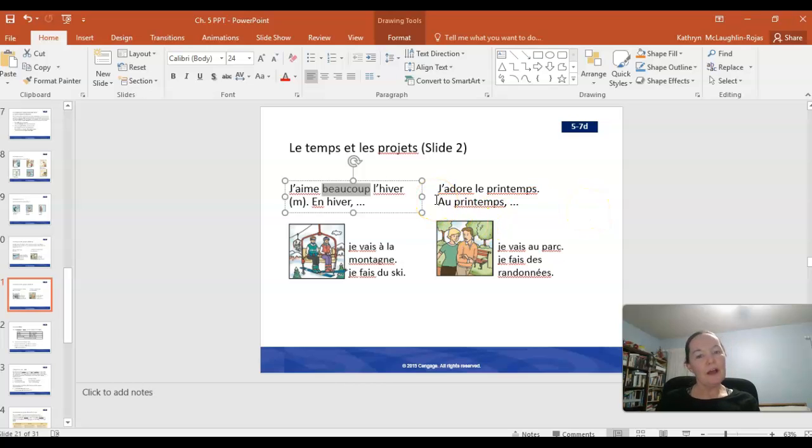Au printemps. So this one is a different one from the other seasons. You say en été, en automne, en hiver, but au printemps. And there are exceptions in every language, right? Okay, so you could say au printemps, je vais au parc, je fais des randonnées. So I go to the park and I also go hiking. Randonnée is to go hiking.